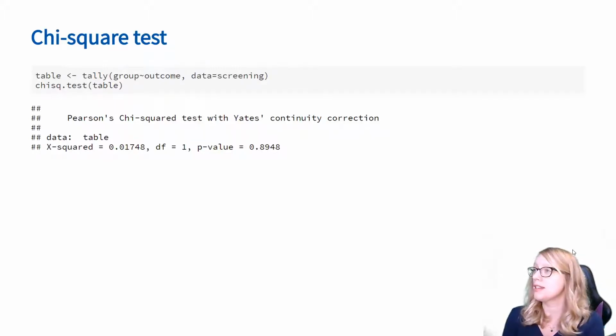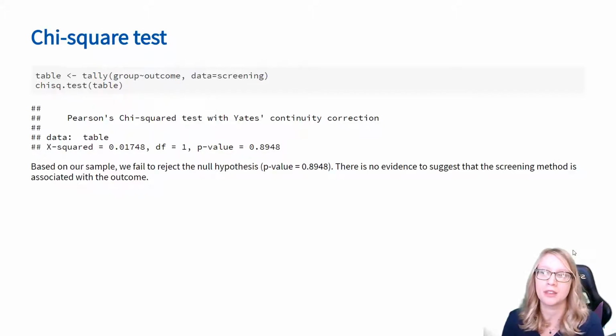So doing a chi-square test on my table, I get a very small value of my chi-square test statistic. That indicates that the observed and expected counts were really, really close. My p-value is very high, so there's not much of a difference here between the control group and the mammogram group. So based on our sample, we would fail to reject this null hypothesis. There's really no evidence to suggest that the screening method and the outcome are associated.